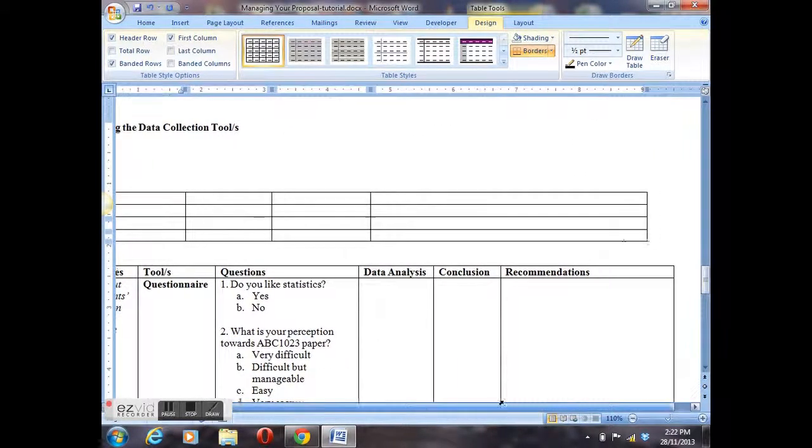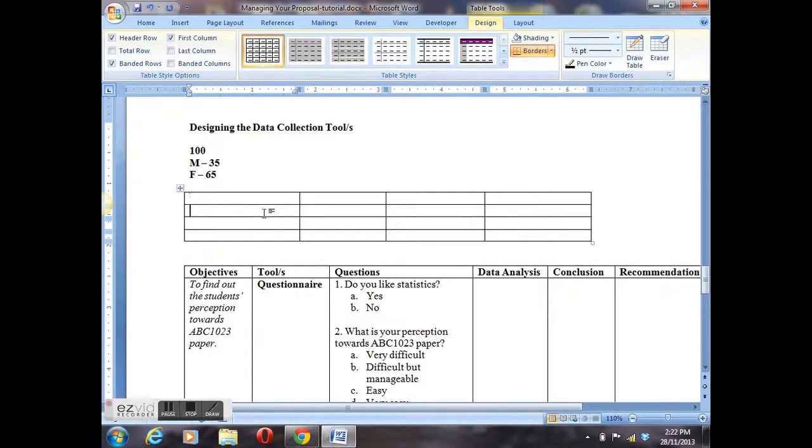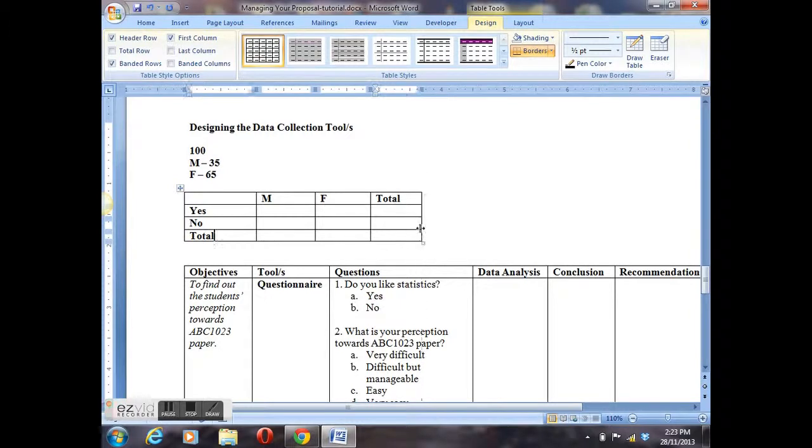What we do next is transfer our data from the questionnaire into a table like this one. This is yes, this is no, and we have male here, female here, and this is the total, and this one is also for the total. So we have a table here.